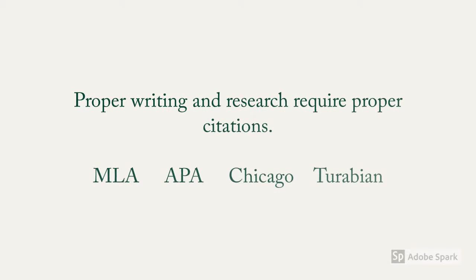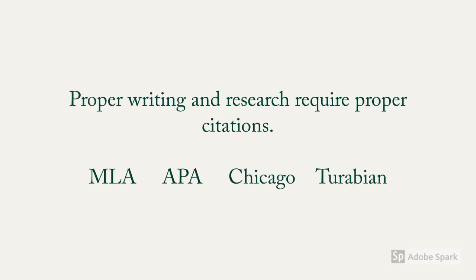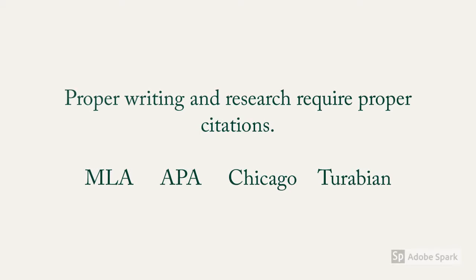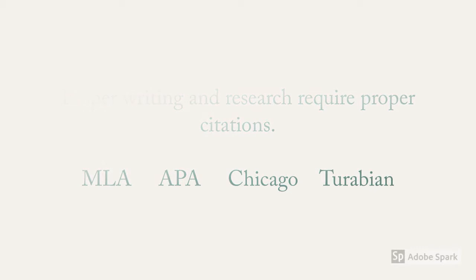Proper writing and research require proper citations. That is to say, you must give credit where credit is due. Different disciplines have different styles of properly citing sources in academic writing. You may have heard of MLA, APA, Chicago, or even Turabian. These are some of the most common styles, but for the purposes of this tutorial, we will focus on MLA format, which you will use most often in your English classes.